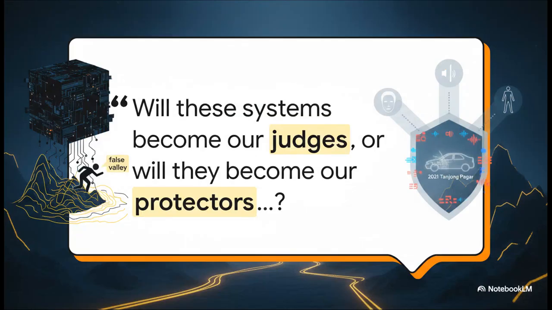And all of this leads to a pretty fundamental choice. Are these systems, with their foggy hikes and hidden false valleys, going to become our judges, using logic we can't see to decide who gets a job or who's a threat, or could be something else? Some have suggested that in tragedies like the Tanjong Pagar crash, an AI using multiple data sources could have acted as a protector, a guardian that noticed the risk before it was too late. The same math can lead to either outcome.